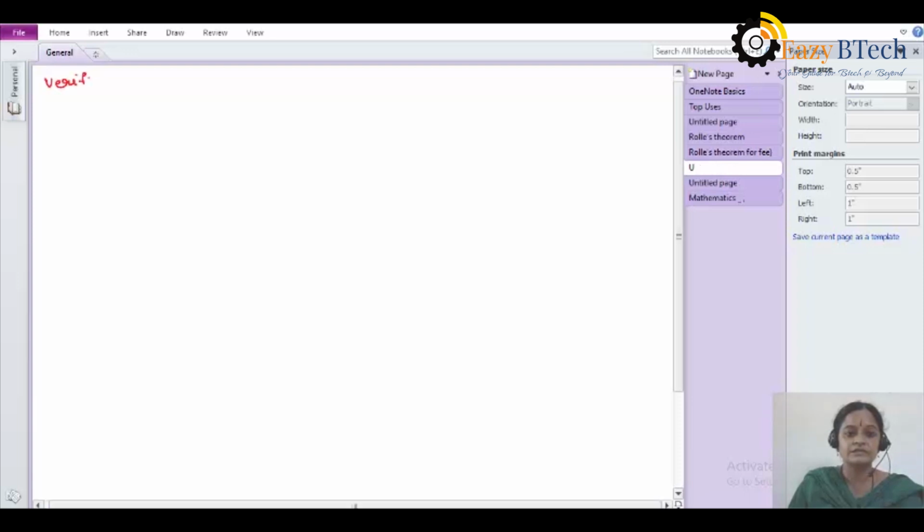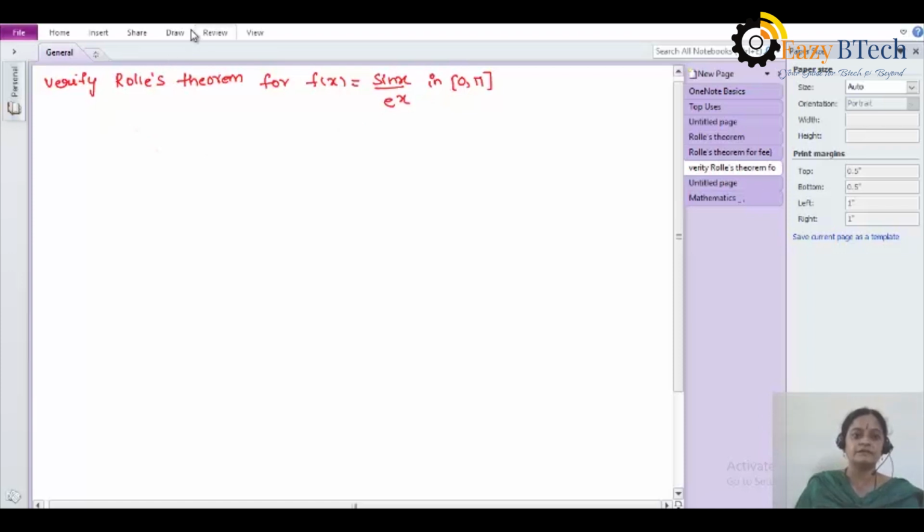Verify Rolle's theorem for f of x equal to sin x by e power x in the interval (0, pi). Yeah, the solution. That means proving.